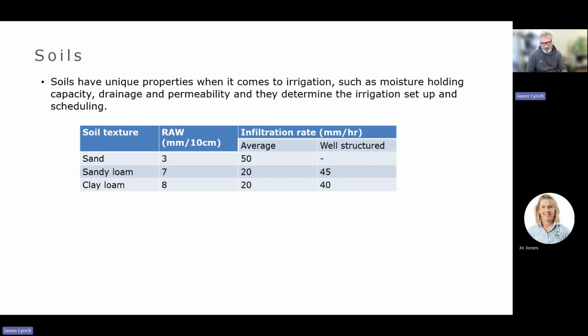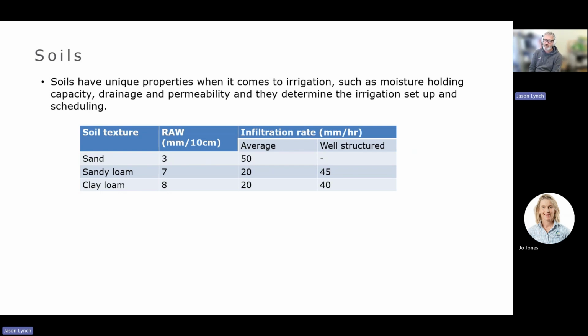We've got a table here with soil texture and RAW, which is the readily available water. That's the water that the plants can take up. Total water will be much higher than that, but plants can only use a portion of it. Then we've got a couple of columns looking at the infiltration rate in millimetres per hour. There are three soil types on there: sand, sandy loam, and clay loam.